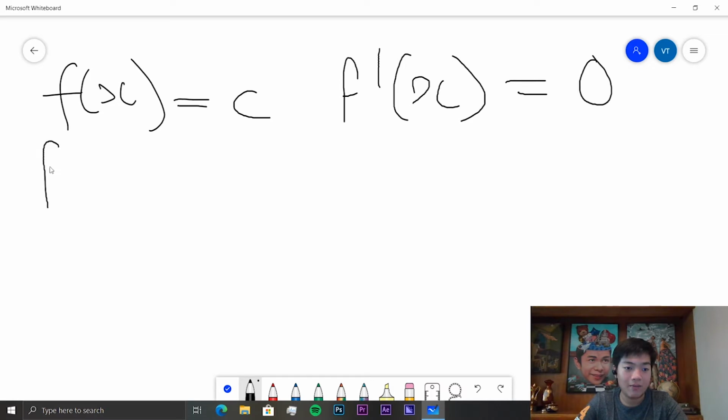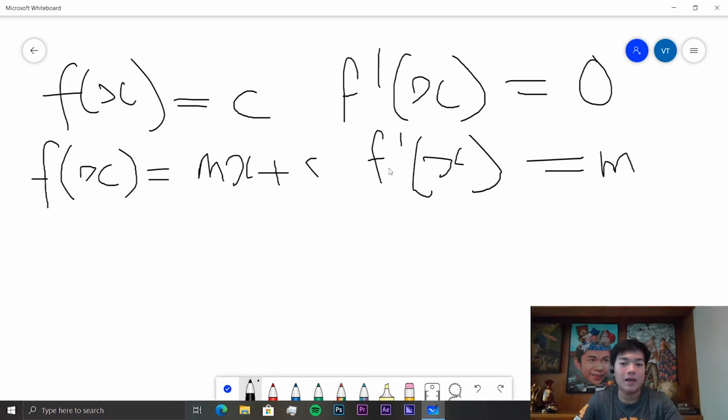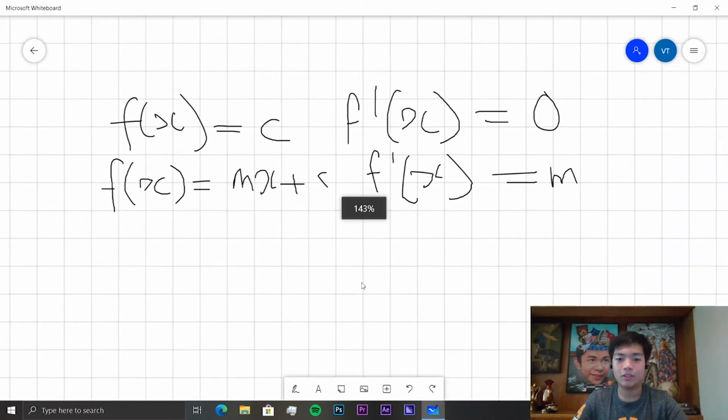And if f of x is equal to a linear equation, mx plus c, then f dash x will be equal to m. Remember, the derivative of the equation will be equal to the rate of change, and in a linear function, the rate of change is simply the gradient. So those are some simple rules.